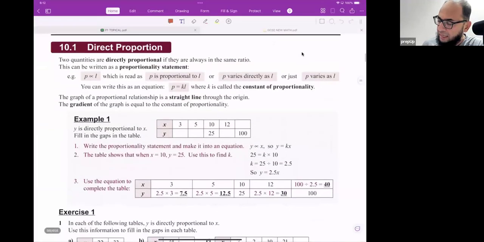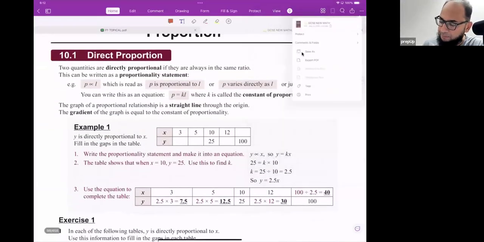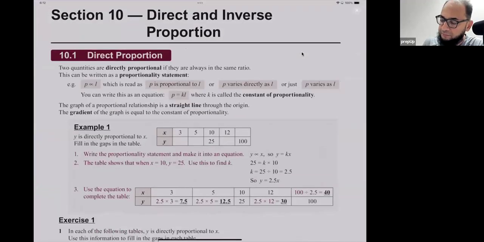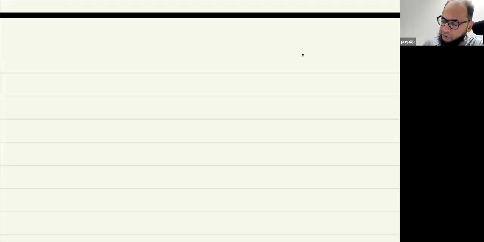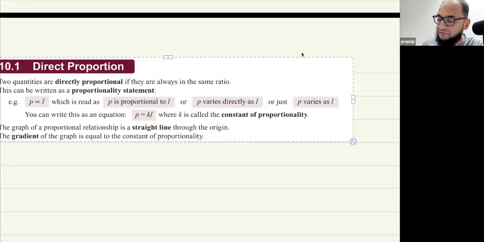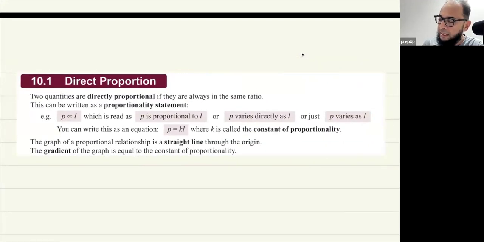Let's go to a book, get started from there, and let me just pick up this first thing from here, and then we can try out some basic questions, and then there will be some graphs related to it. Now, the first thing that we read over here is about direct proportionality. Two quantities are directly proportional if they are always in the same ratio. This can be written as a proportionality statement.